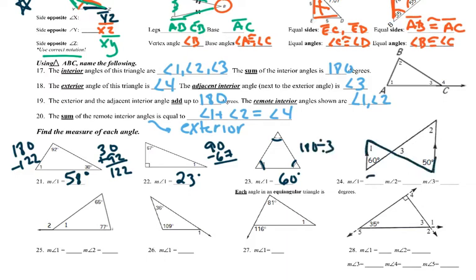Because of Z angles, angle 1 is 50. Similarly, angle 2 there is 60. And because a triangle adds up to 180, and I already have 110, angle 3 is 70 degrees.